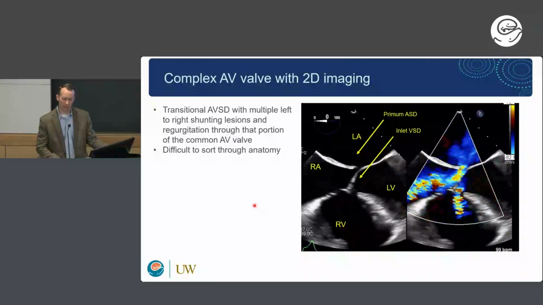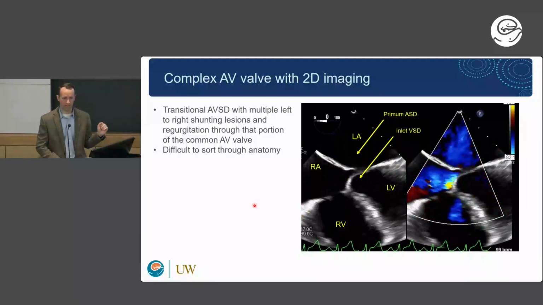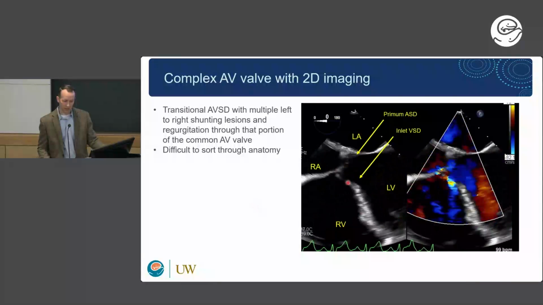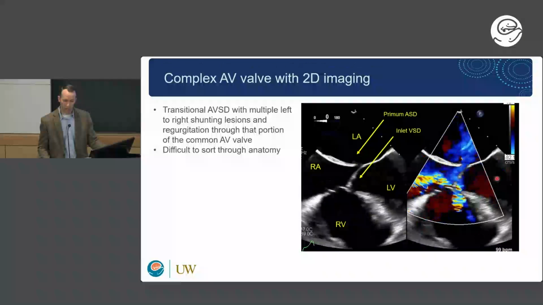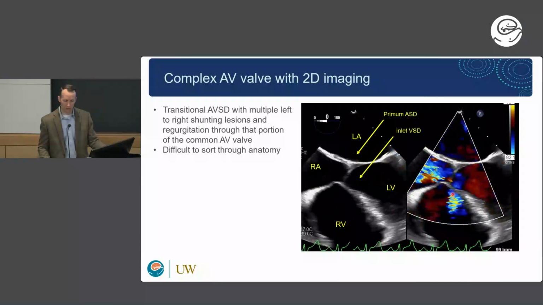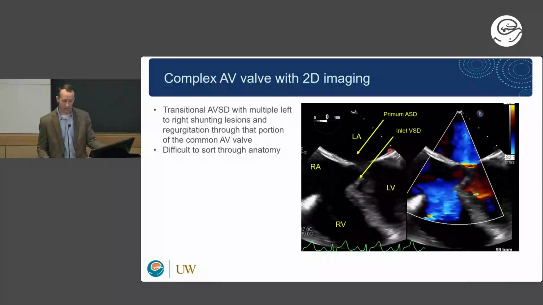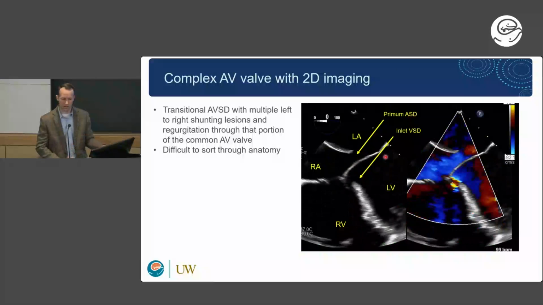And I think this is a pretty good example too. So this is a patient with a complex canal, so an AV valve. There's an AV septal defect with a primum ASD and an inlet VSD. There's multiple shunting lesions, so the blue flow is shunting going across these holes. But then there's also regurgitation that's going up this direction towards the right atrium.